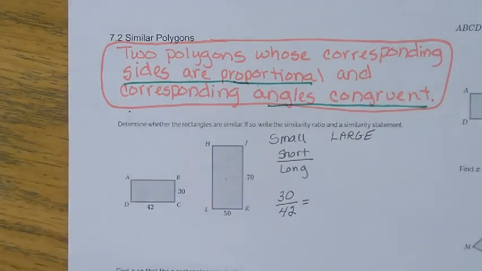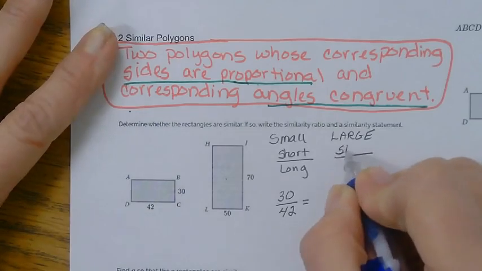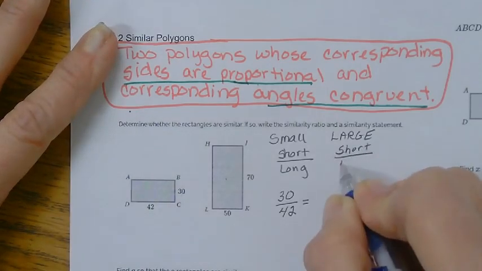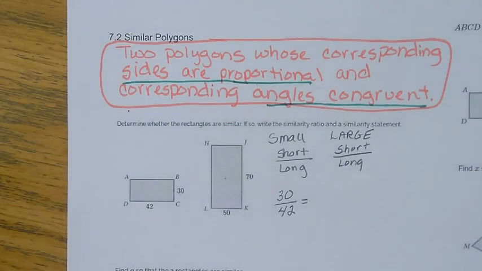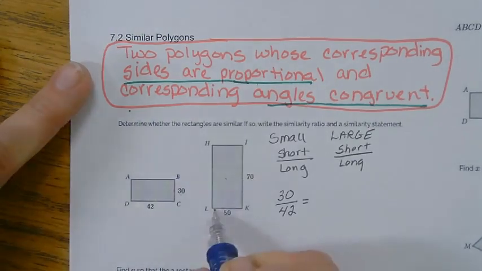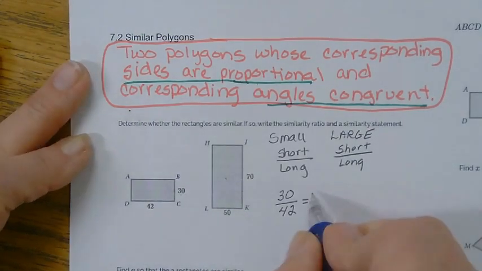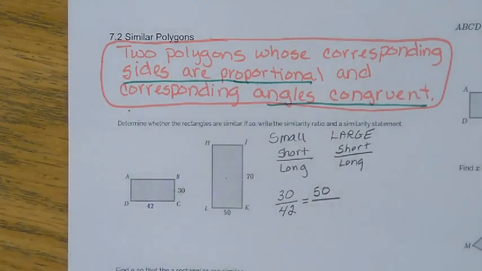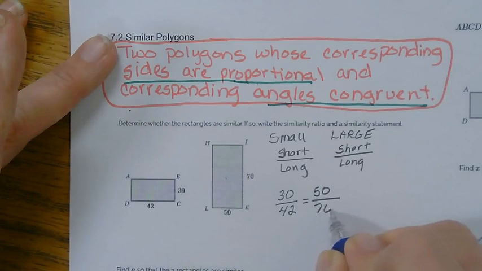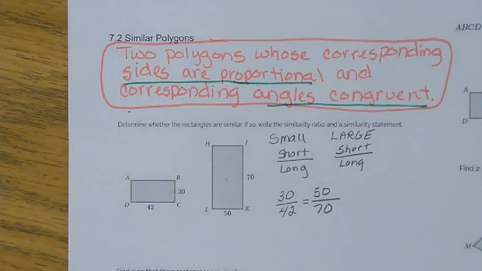And then I'm going to look at my larger rectangle. And I want to write a ratio doing the same thing: the short side to the long side. So which side is the short side of the larger rectangle? The LK, or the 50. And the long side would be the 70.